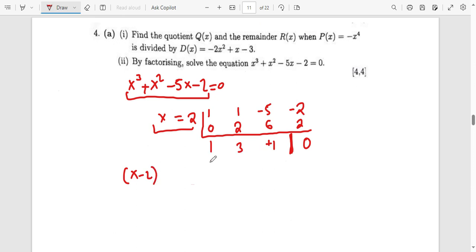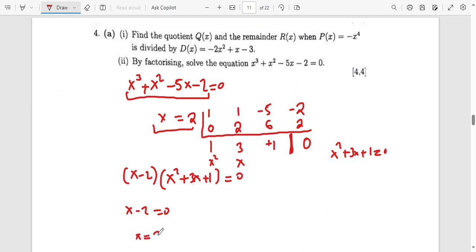And then for this expression here, the first term always adds power 2, the second term just adds x, and the third term you don't add anything. So that will be 1x power 2 plus 3x plus 1, and this is going to be equal to 0. And then you can solve this. This means that x minus 2 is equal to 0, or x squared plus 3x plus 1 is equal to 0. And this means that x is equal to 2.